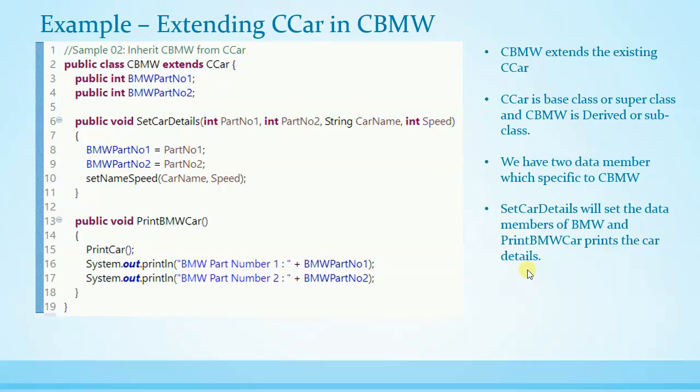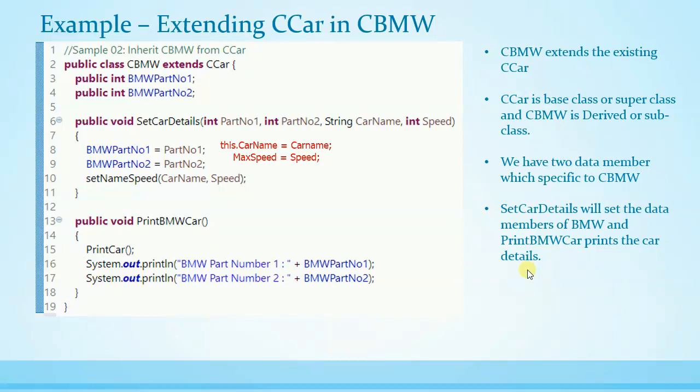setCarDetails will take 4 parameters from the user. The first two parameters are to set the internal members of this extended class CBMW, and the other two are to initialize the base class members. So here we called the function setNameSpeed at line number 10, and we pass the incoming parameters to that. Since the members are derived here already, you can also set maximum speed and car name directly.